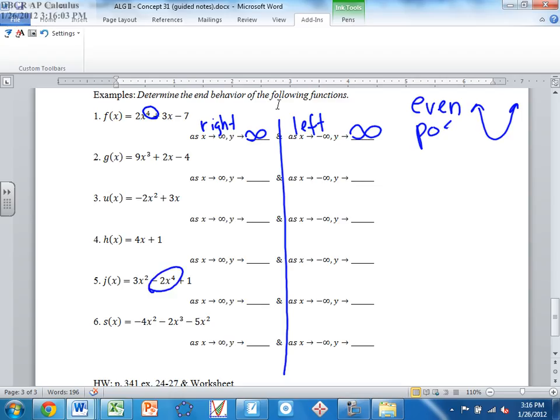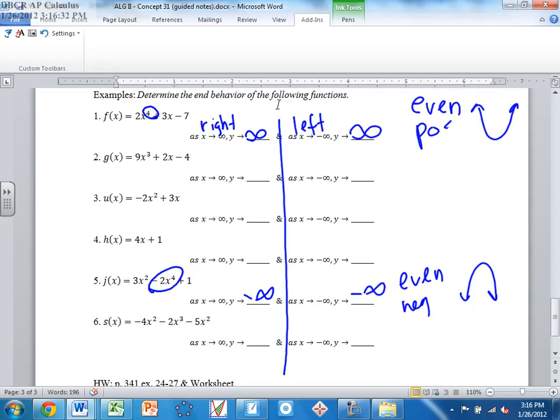So, this one is negative even. We're going down like this. Again, take a look. The degree is the highest exponent. Since 4 is the highest exponent, it's even. Its coefficient, though, happens to be negative 2. So this example would be even, negative, which means it's going to open down. Negative infinity, negative infinity.